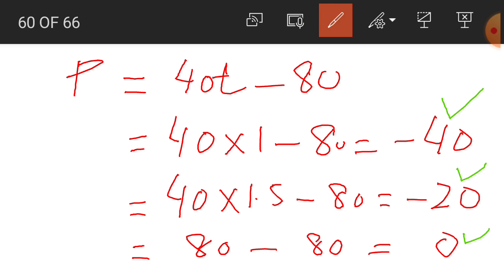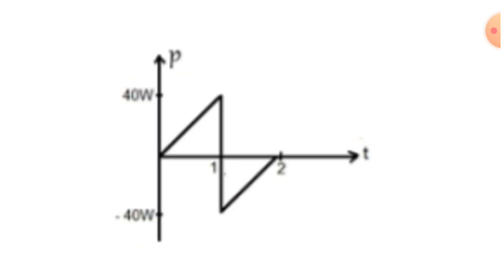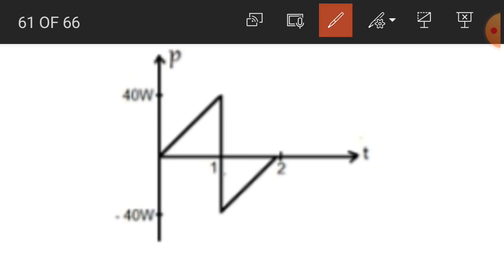You can sketch this power with respect to time. You can sketch these values with respect to time, and you will get the graph for the power. So we sketch the power as a function of time over here. You see, this is the sketch for the power. In region number 1, the power is changing from 0 to 40 watt, and this is the sketch for the power in region number 2. In region number 2, the power is changing from minus 40 watt to 0.